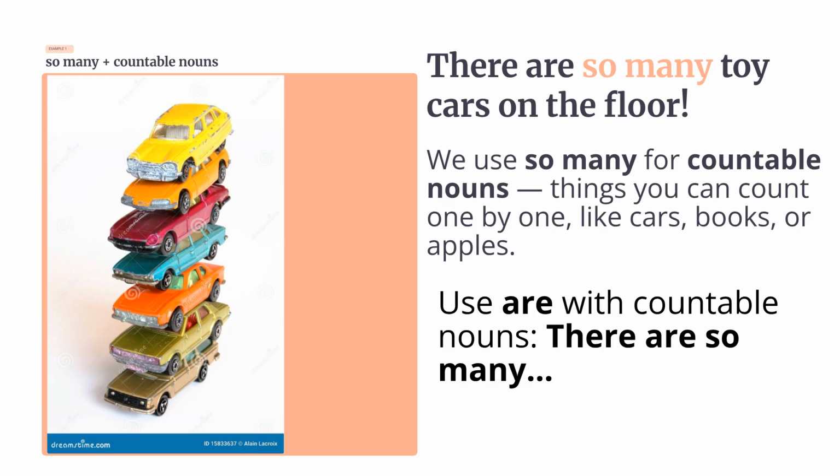Here is example 1, showing so many with countable nouns. Look at the sentence. There are so many toy cars on the floor. We use so many for countable nouns, which are things you can count one by one, like cars, books, or apples. Always use the plural verb are with countable nouns, saying there are so many.